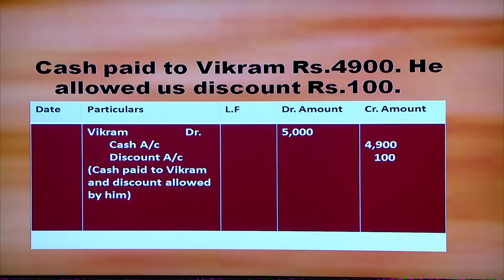Cash paid to Vikram rupees 4900. He allowed us discount rupees 100. Asset is increasing, so Vikram's account is debited. Cash is going from the business. Under asset account, cash can be included. When asset is decreasing, it is credited. And discount is an income in this transaction. When revenue increases, it is credited. So, discount account is credited. Here we have two credits and one debit. So, this is also a compound journal entry.